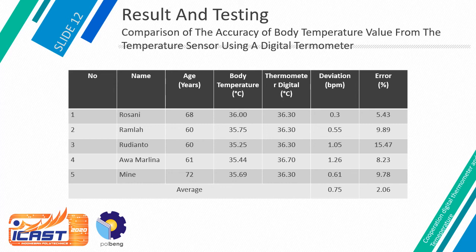And then this is the table comparison of the accuracy of body temperature value from the temperature sensor using a digital thermometer, with average deviation 0.75 and error percentage 2.06.